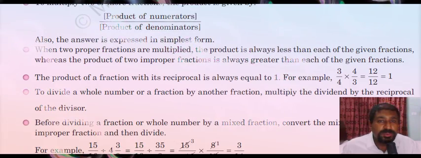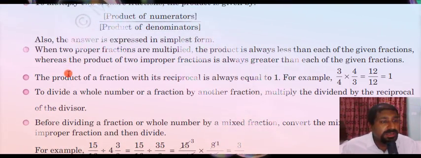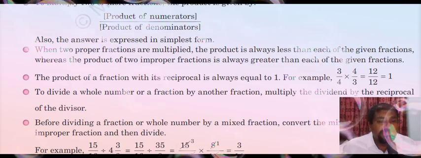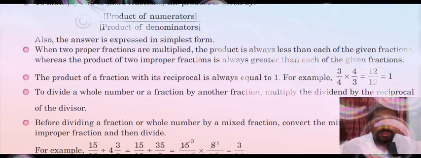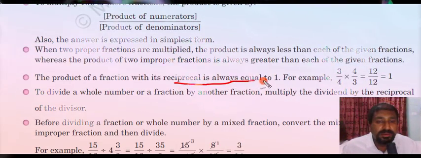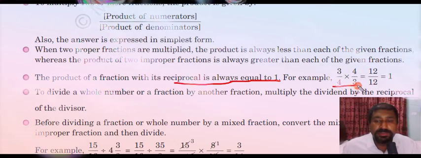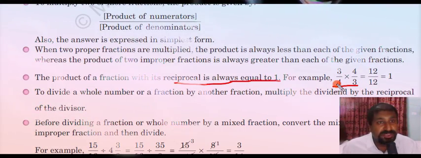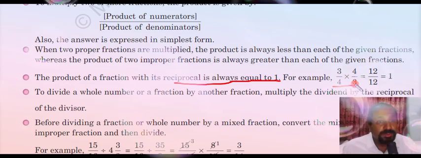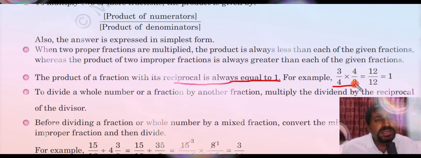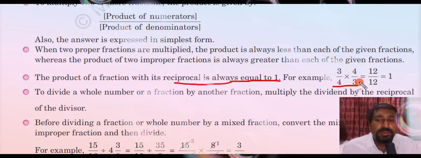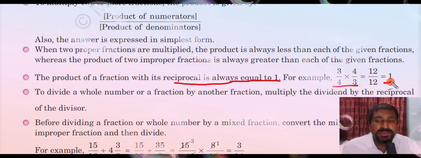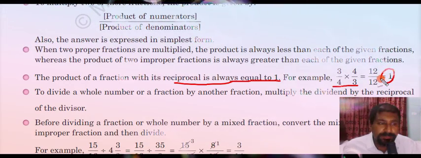Now we come to the next point, that is the product of a fraction with its reciprocal is always equal to what? 1. That means 3 by 4 multiplied by 4 by 3. 3 by 4 is a fraction and 4 by 3 is its reciprocal, or we used to say multiplicative inverse. Whenever you multiply, the result always comes out to be equal to 1.